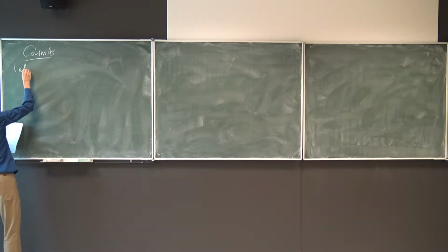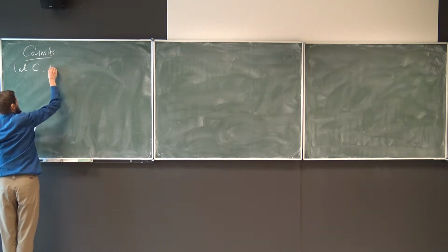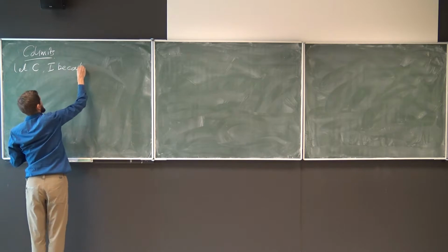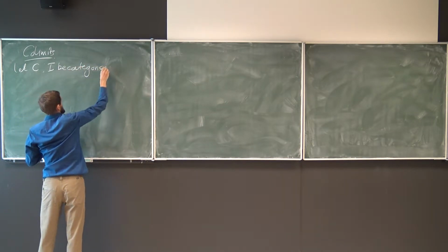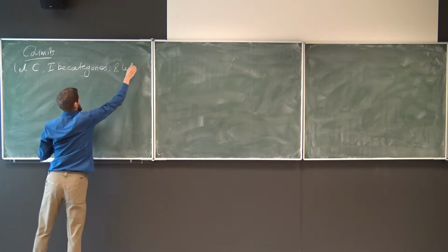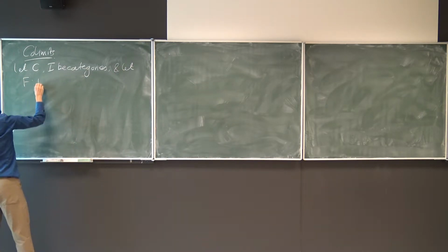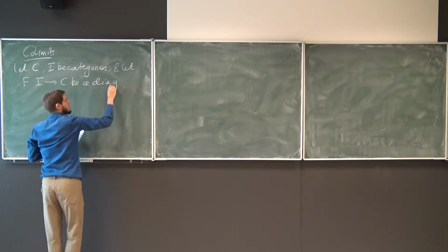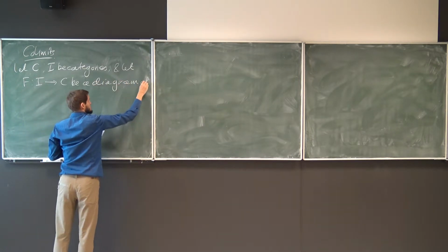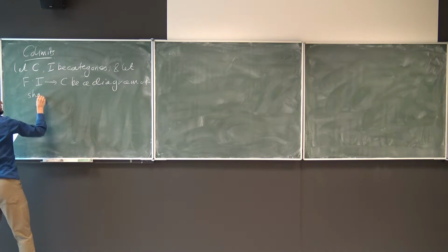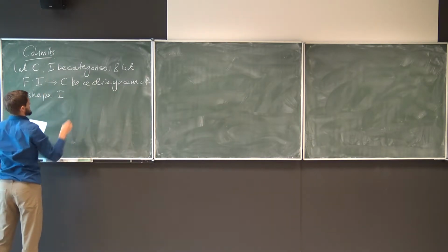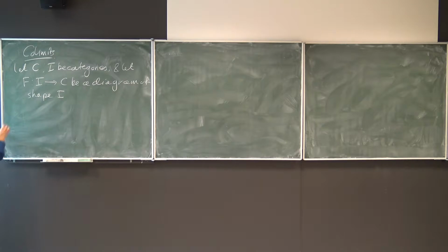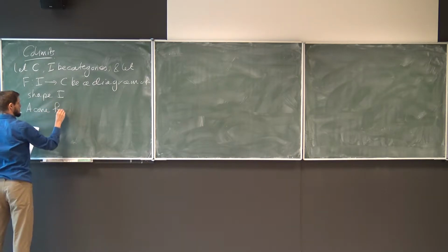So let C and I be categories, just as before, and let F from I to C be a diagram of shape I, which is just a really long-winded way of saying a functor. Okay, so then the key definition, and watch for the subtle change, is a cone from F.